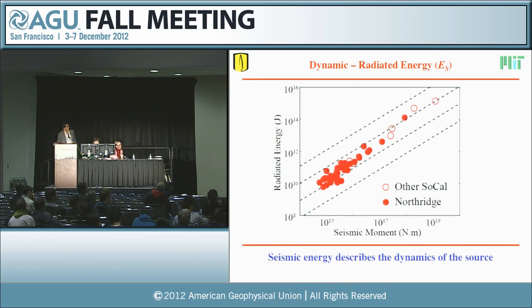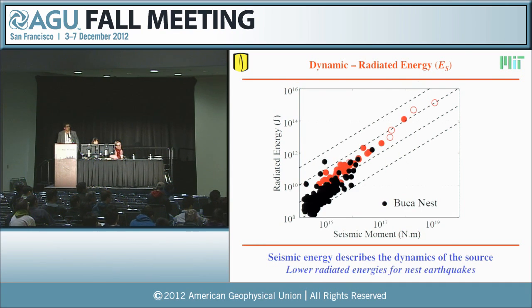So this is radiated energy for shallow events in the Northridge area and other Southern California larger events. This is data taken from Mori et al. These are shallower events, and again, we can estimate the radiated energy for the Bucaramanga earthquakes. And as you see here, radiated energy is slightly smaller for the deeper events than for the shallower events.